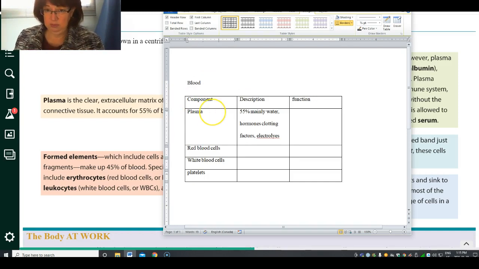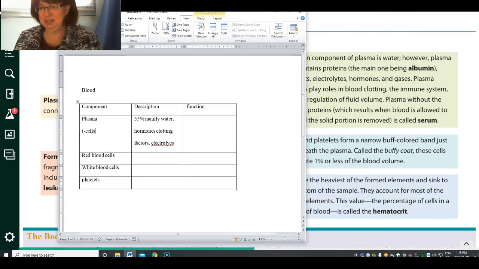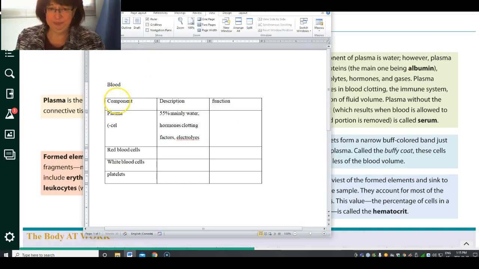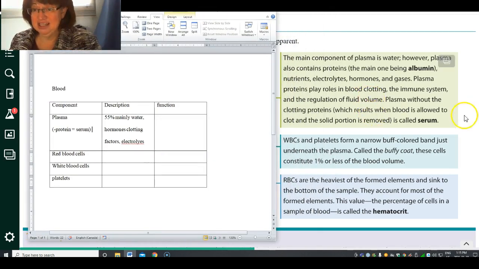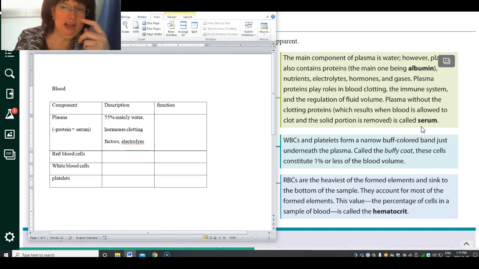Now, if you take away the plasma, so plasma, and then if you go minus proteins, that is serum. Okay? Good. So the plasma without the clotting factors is the serum. So quite often if you're giving a blood transfusion or if you're donating blood, sometimes they'll just take your serum, and you don't want to take your clotting factors because you don't want to clot the other person's blood.